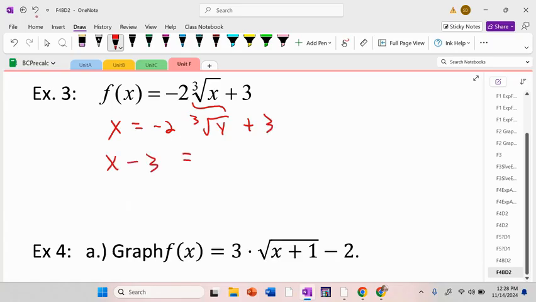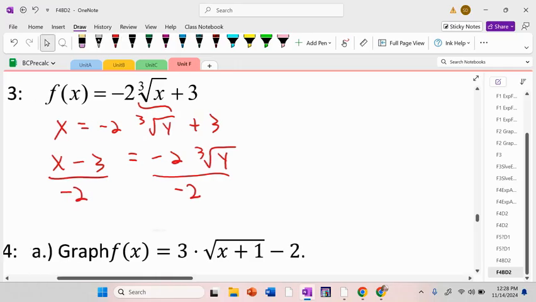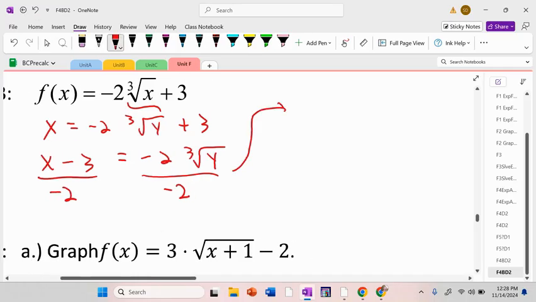Subtract 3. And then this is what I was yammering about. What do I have to do here? I have to divide by -2. All right, and then how do I get rid of a cube root? What do I do, everyone?